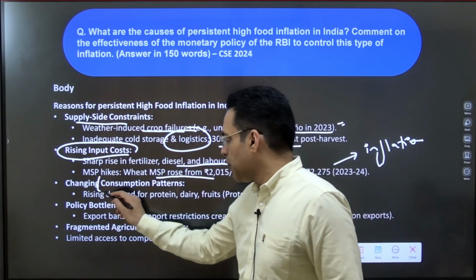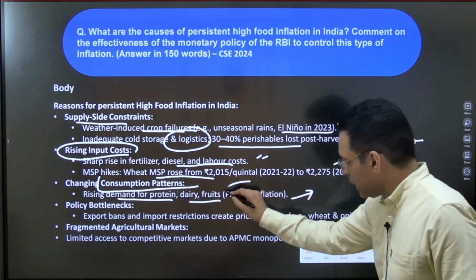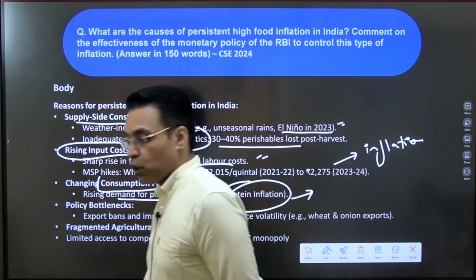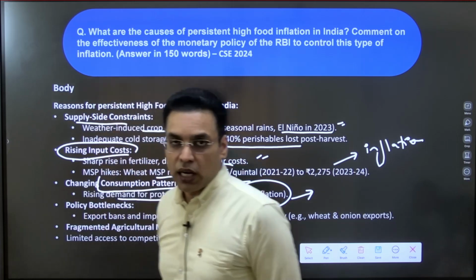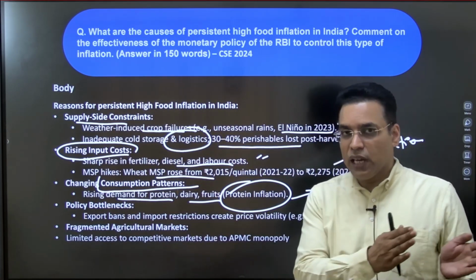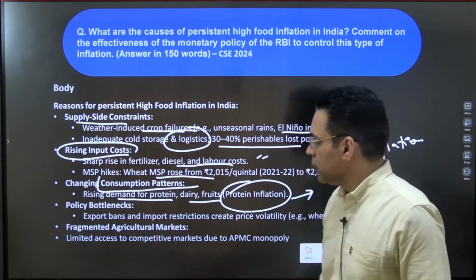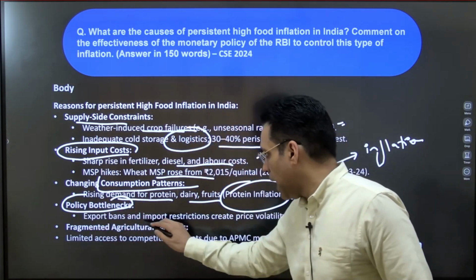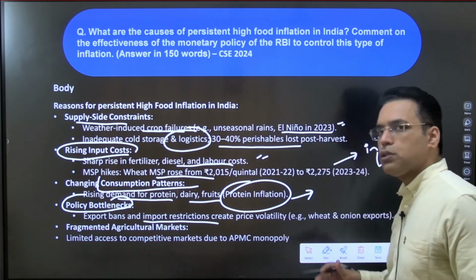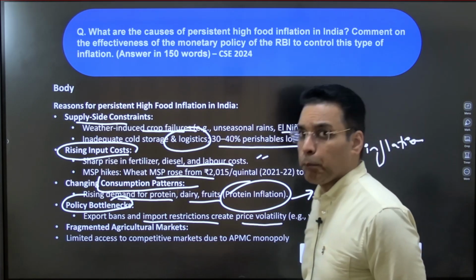Then changing consumption pattern, rising demand for protein, dairy, food product. So there is a protein inflation that India is witnessing, because demand for protein items is high. Consumption patterns have also changed. So at one end we have the items which are cheaper, and at the other end we have items which are more in demand. Then policy bottleneck, export bans, import restriction. Now this also creates uncertainty and price volatility. For example, wheat and onion exports were banned.